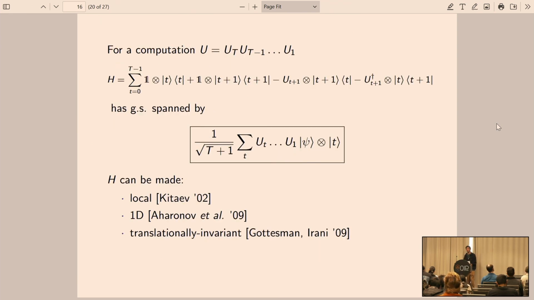Fortunately, it's quite well known how to embed computation into Hamiltonian ground states. For some computation made up of gates, it's quite easy to write down a Hamiltonian such that the ground state tracks the evolution of this computation. And by a very nice sequence of works, this Hamiltonian that you write down can actually be of a very simple form. It can be local, it can be one dimensional, and it can be translationally invariant.